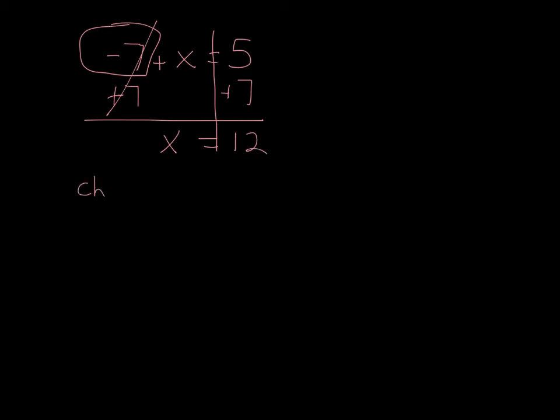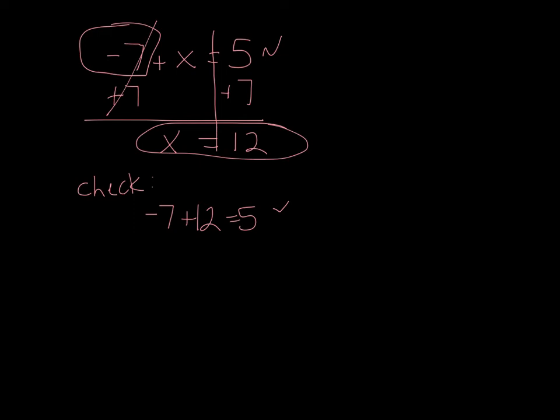Again, you can check. So we'd have -7 plus 12 equals 5. Hey, that's what we got. So we know our answer is correct.